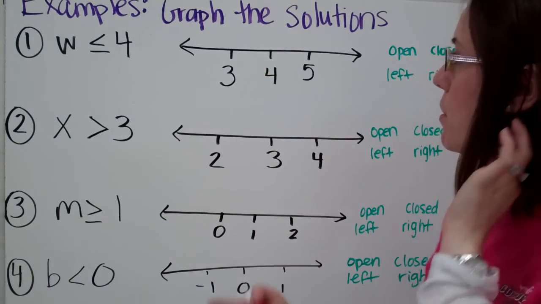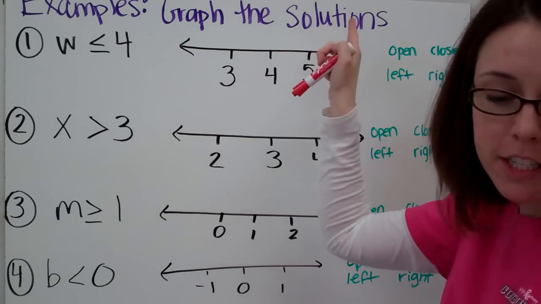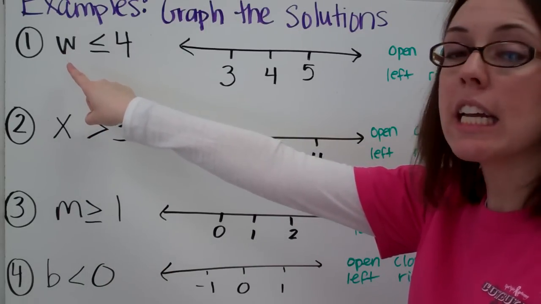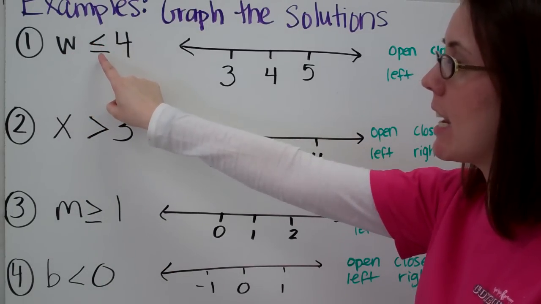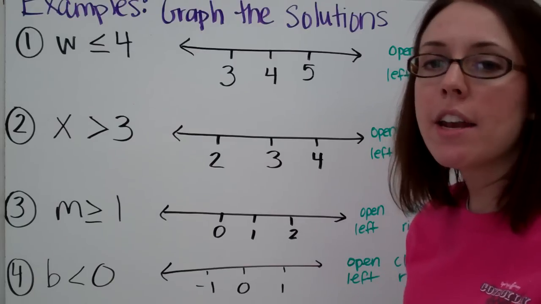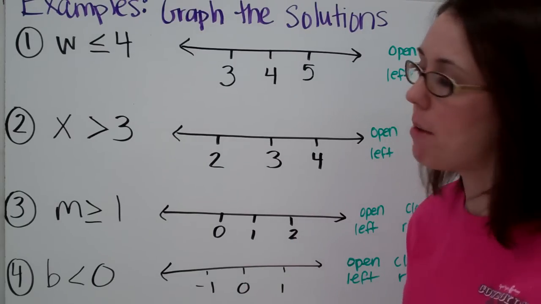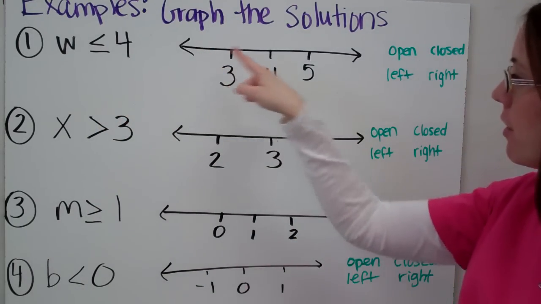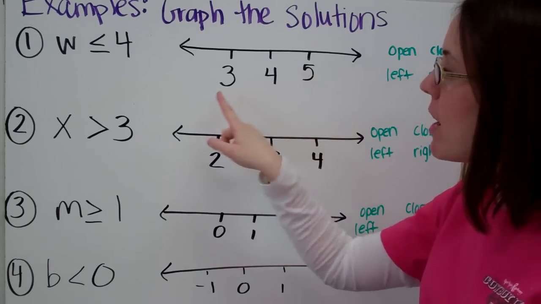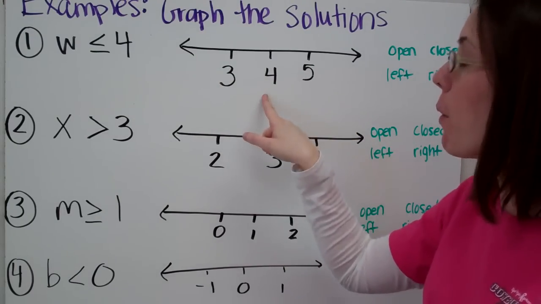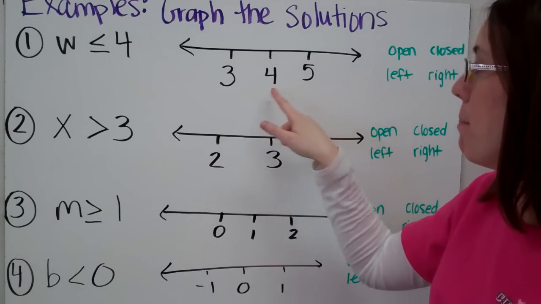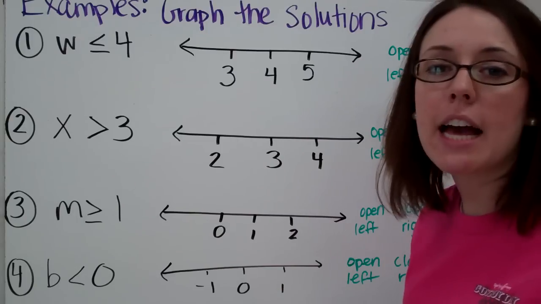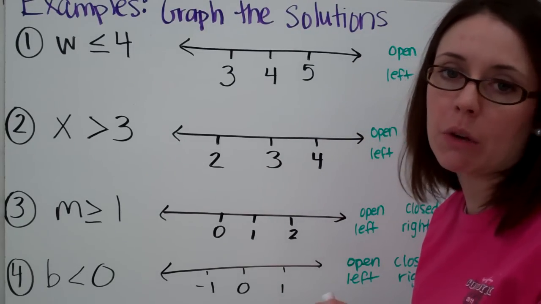Let's look at some examples. Graph these solutions. We're going to be graphing the solutions for this inequality: w is less than or equal to 4. So I know that w is any number that is less than or equal to 4. First, you must draw your number line. We have 3 numbers: 4 in the middle, 1 number above it, and 1 number below it. Then we decide, do we have an open circle or a closed circle?